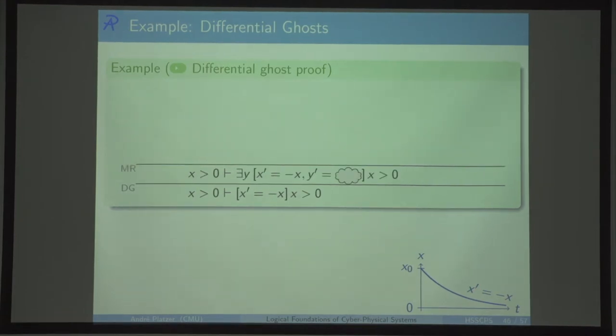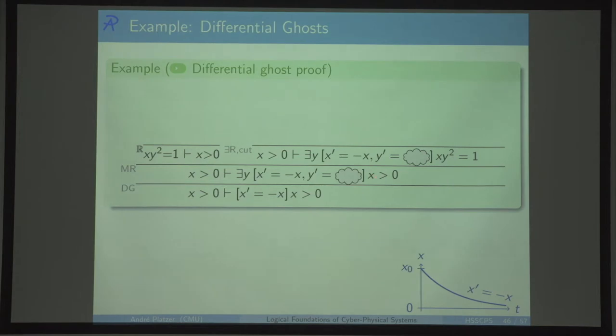But by the differential ghost principle, you can say, well, maybe I find something that holds it up. Some other variable that talks about the energy that is apparently disappearing in the system and stashes it into the variable y. So let me write down y prime equals, oops, I don't know yet. So it's about some new differential equation. And then we'll say, well, okay, how do I have to choose the postcondition?